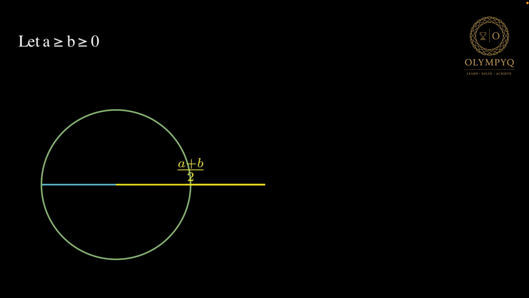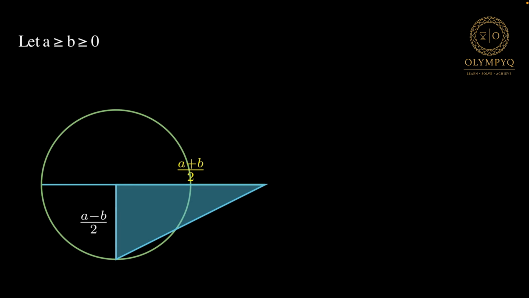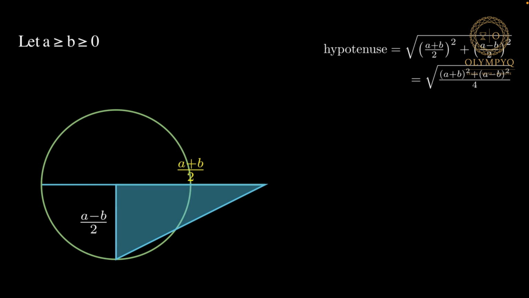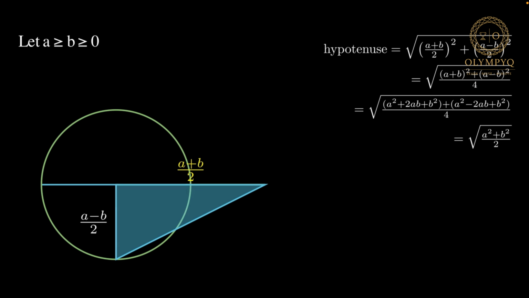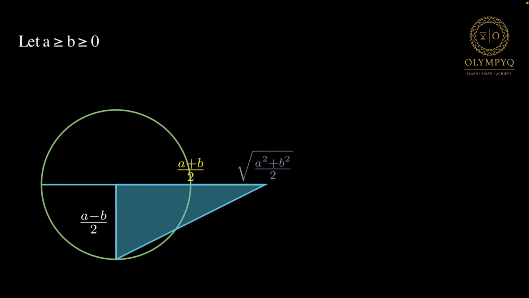Next, draw a perpendicular radius, and by the Pythagorean theorem, the hypotenuse can be calculated, and the calculation will be as follows. First, the hypotenuse will be equal to the square root of ((a plus b) by 2) whole squared plus ((a minus b) by 2) whole squared, which upon solving will come out to be equal to the square root of (a squared plus b squared) divided by 2, and this is nothing but the root mean square.